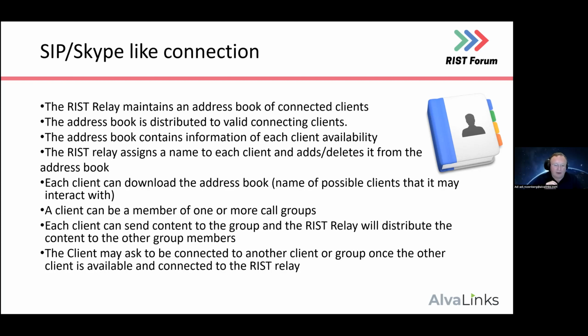Now, a client may ask to be connected to another client or a group once that client is available and connected to the RIST Relay. So then you see that they are connected, you see the group is active, you see members are there, you can then say, I want to connect to them and I want to start sending or receiving from them.